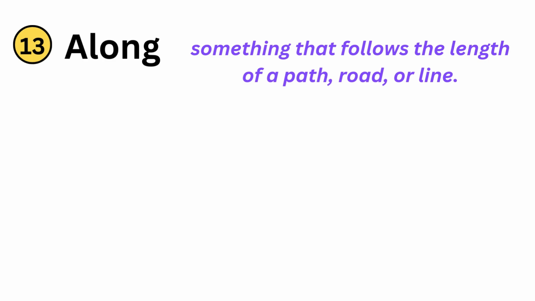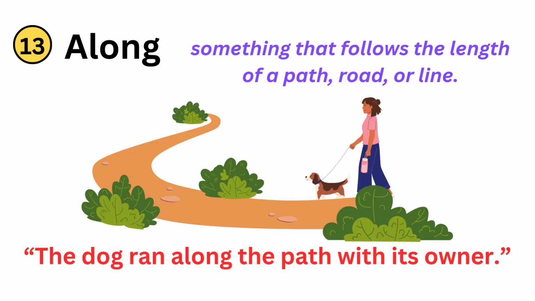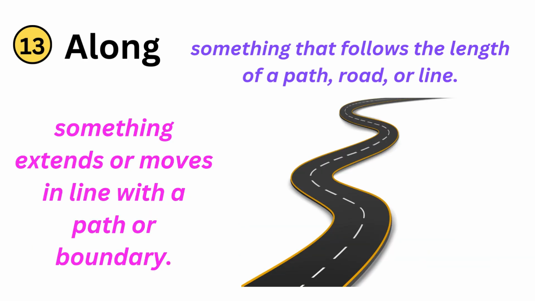Number 13. Along. Along shows something that follows the length of a path, road, or line. For example, the dog ran along the path with its owner. Along is used because the dog is moving in line with the path, following the length of it. Use along when something extends or moves in line with a path or boundary. It often suggests a linear or directional movement.